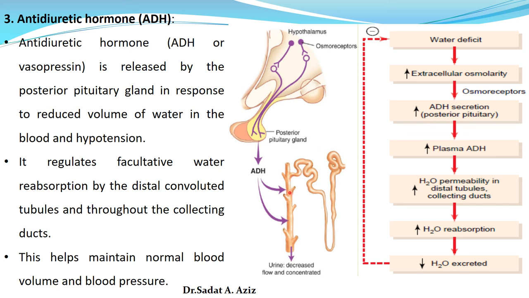So the water can be reabsorbed through some specific channels which are called aquaporins. So the water can be reclaimed back into the circulatory system when there is an increase in water reabsorption. So it means what? It means returning the blood pressure and blood volume back to its normal level.